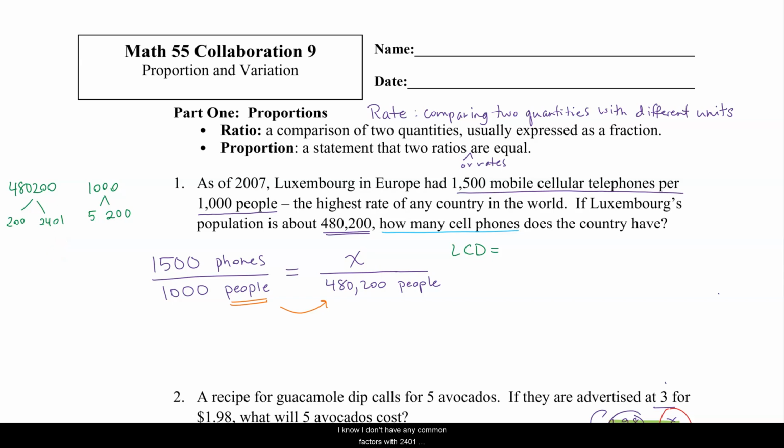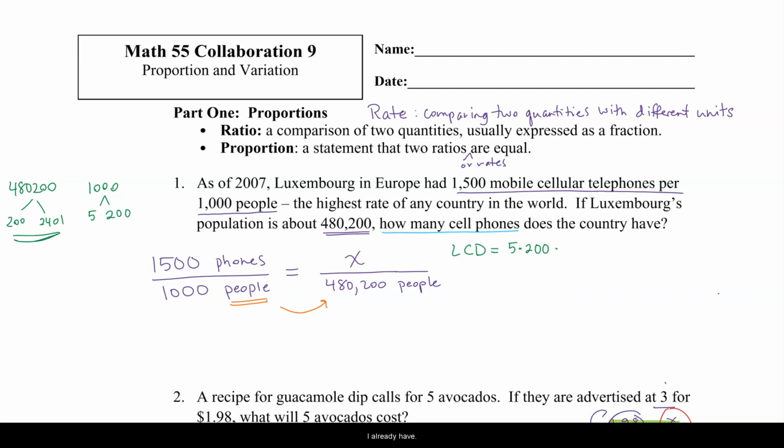I know I don't have any common factors with 2,401 and 1,000, so I'm just going to leave it like that. Our least common denominator must be divisible by both of our denominators in our problem. So let's take all of 1,000, and I'm going to keep it in its factored form to make it a little easier to cancel. And then I look over at the 480,200. So I'm going to come all the way back over here to the left.